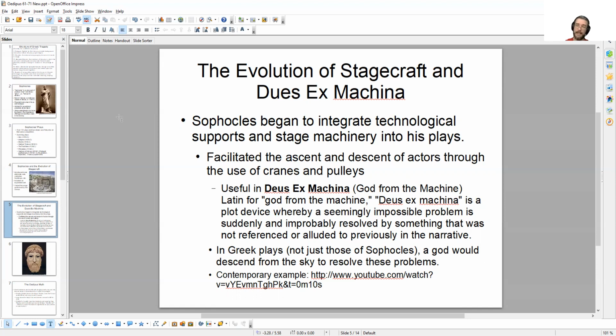In its original context, it literally meant that the gods descended from the sky in order to set right what was wrong in the world of the play. Today, it means any kind of convenient or coincidental set of circumstances that resolves the problems of the play, or any story where it seems as if the author or playwright doesn't actually know how to solve. The problem is resolved by something that was not referenced or alluded to previously in the narrative.